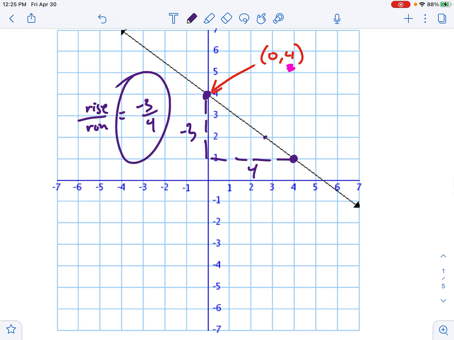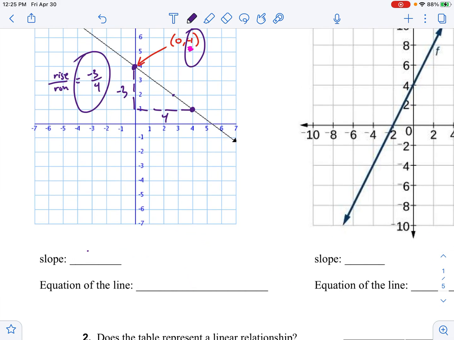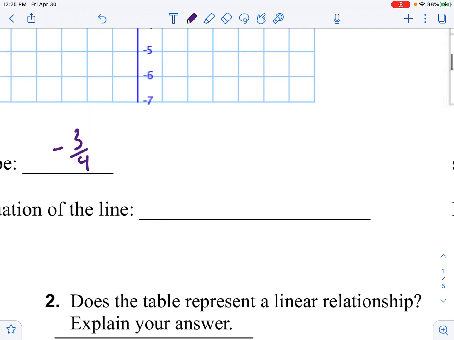So once I have this and I have my y-intercept, I can build my equation. So the slope of this line is -3/4. And some people say, well, if the top is negative, is the whole thing negative? The answer is yes. It is all negative. If the top is negative and the bottom is negative, that's positive because a negative divided by a negative is positive. So be careful on that situation.